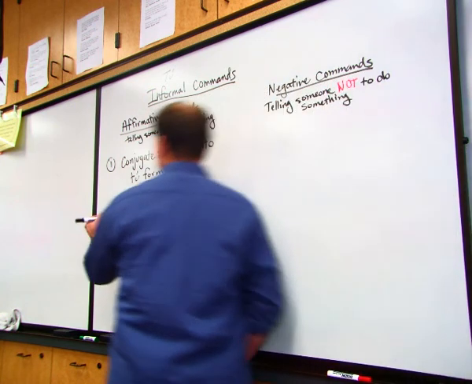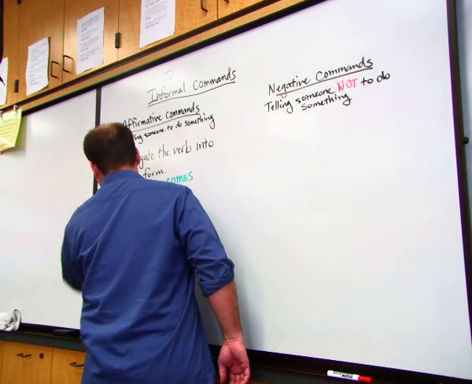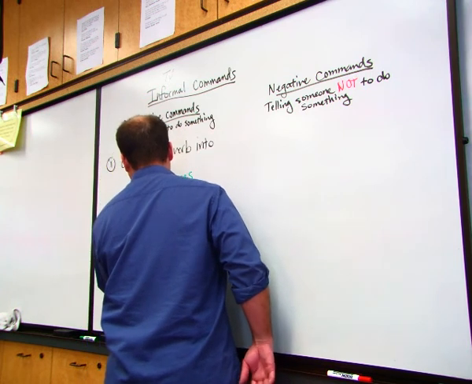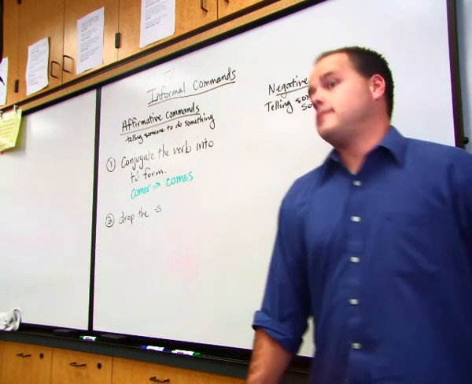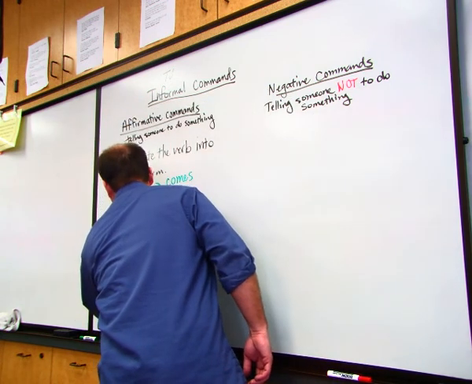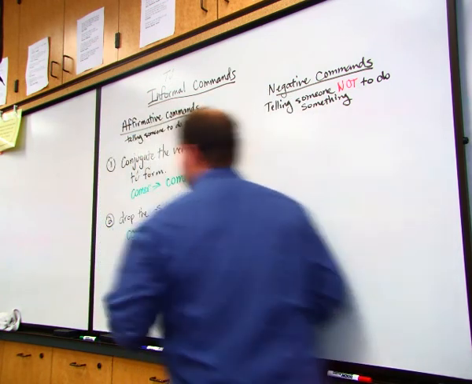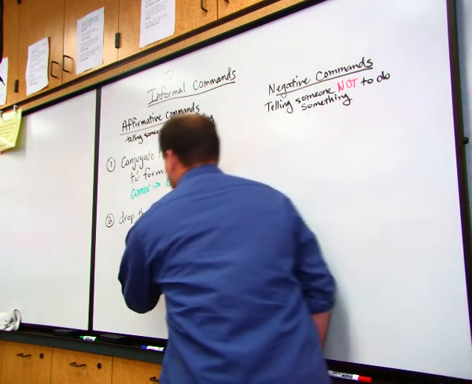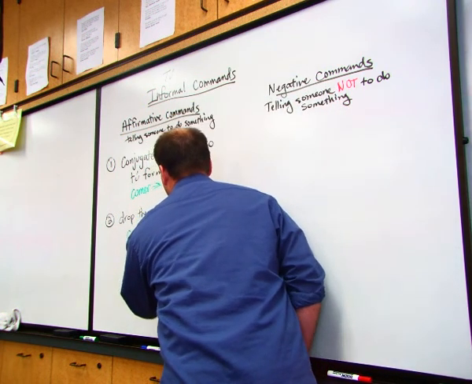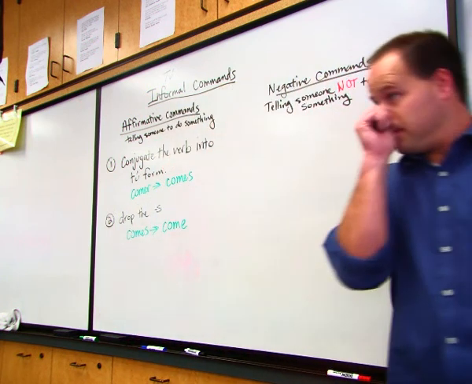Your second step is drop the S. So now our verb comes, if you drop the S, becomes come. There you go. That's how you do it.